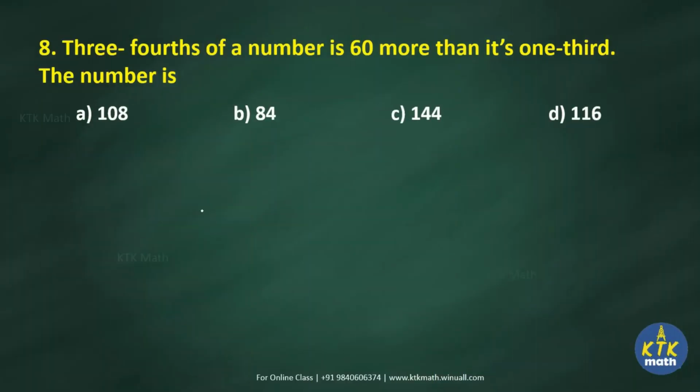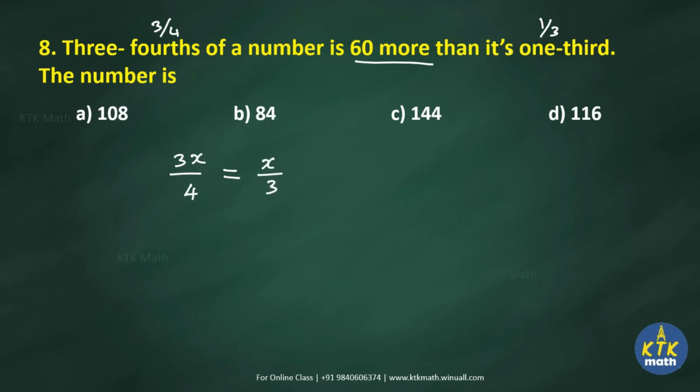Next, the 8th question. 3/4 of a number is 3/4 of a number. So how can I write 3/4? We know that 3/4 represents the fraction 3 by 4, right? So of a number, I can write this as 3x by 4. That is 3 by 4 of x. 3x by 4 of a number is, so this is the equal symbol, 60 more than its 1/3. So 1/3 is nothing but what? 1 by 3. So 1 by 3 of x I can write as x by 3.